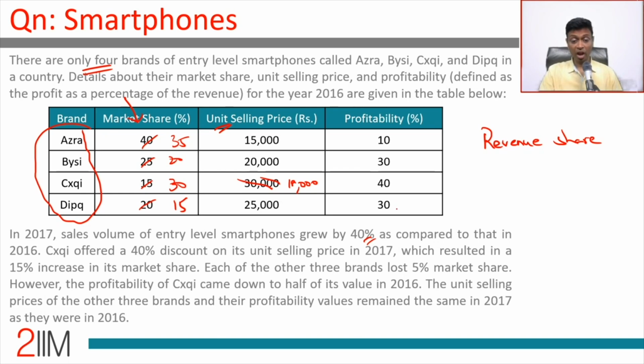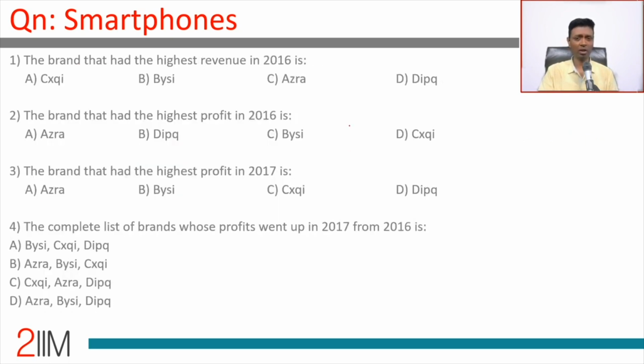The unit selling price of the other 3 brands and the profitability values remain the same. The profitability of Cxqi came down to half of its value. This becomes 20. These remain the same. These remain the same. These remain the same. And so Cxqi has slashed its price, dropped its profitability, and increased its market share. Right? Wonderful. Now let's look at what has been the impact on 2017, and then we'll look at the questions as well. Fine. The questions are very clear, they're dependent on revenue and profit and highest profit. So we need to fill that grid and then reimagine this.